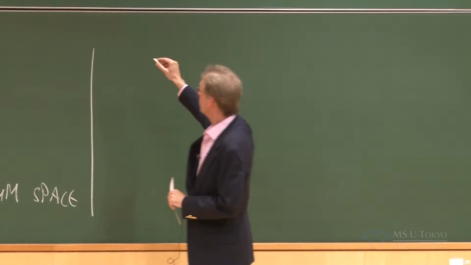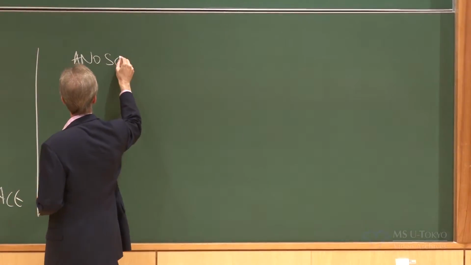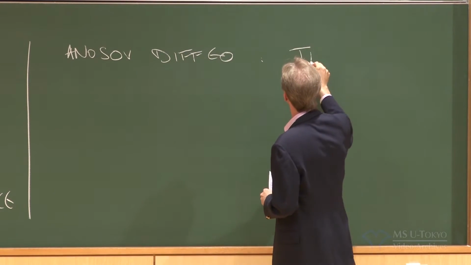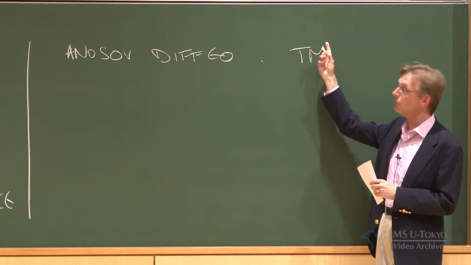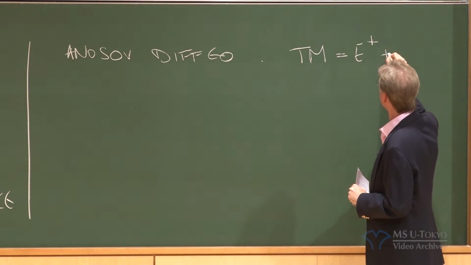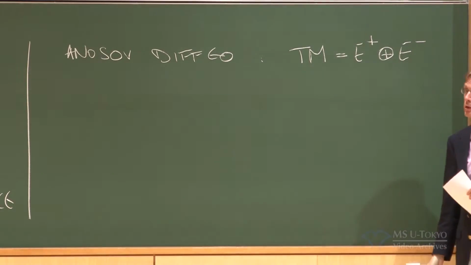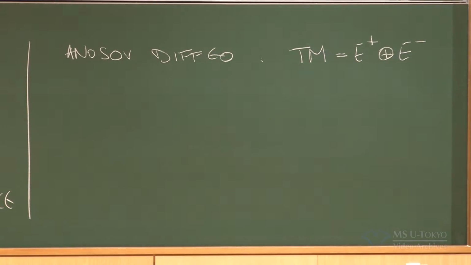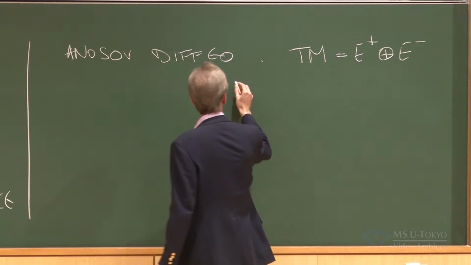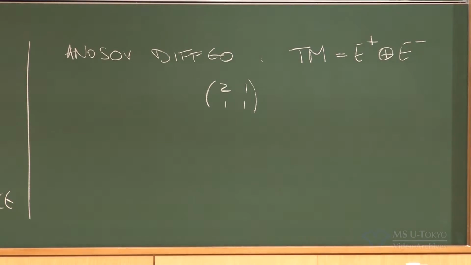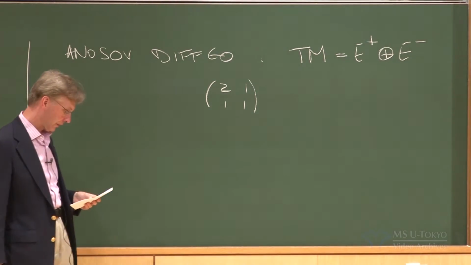An Anosov diffeomorphism, and for the moment it is a diffeomorphism, is a diffeomorphism of a smooth manifold, such that the tangent bundle of this manifold splits into two subbundles, E^s and E^u, or E plus and E minus, an expanding one and a contracting one, where we see exponential rates as we iterate the diffeomorphism. A good example is provided by the diffeomorphism of the 2-torus R^2 mod Z^2 that's induced by this linear map on the plane. In fact, that is the classical example.